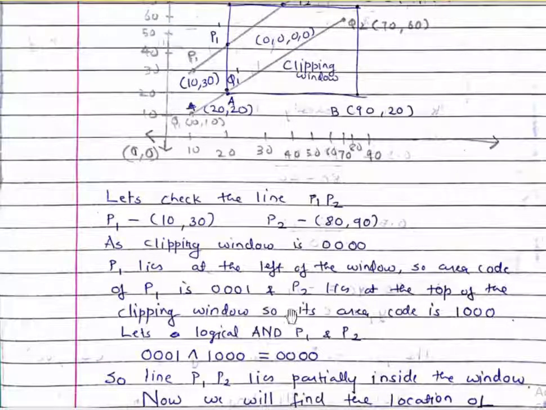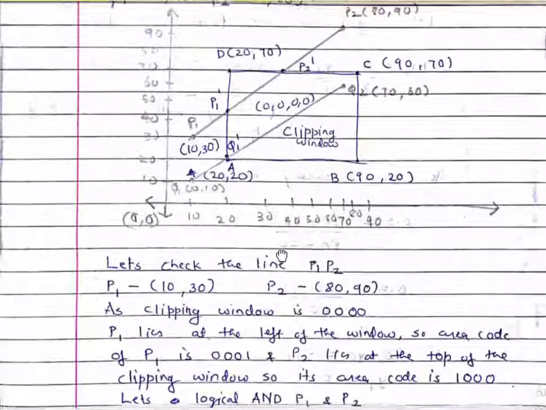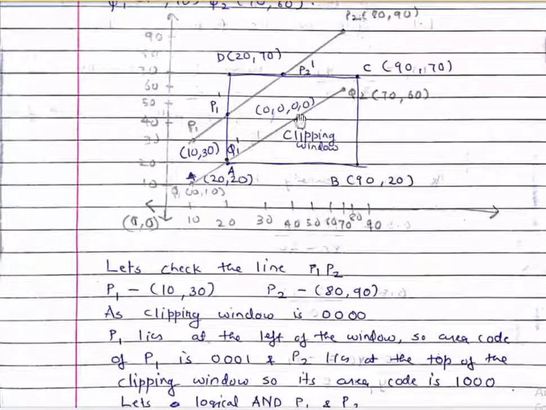Now let's perform the logical AND operation on P1 and P2. So 0001 AND 1000 is going to give us 0000. Yes, it is confirmed that line P1 P2 lies partially inside the clipping window.